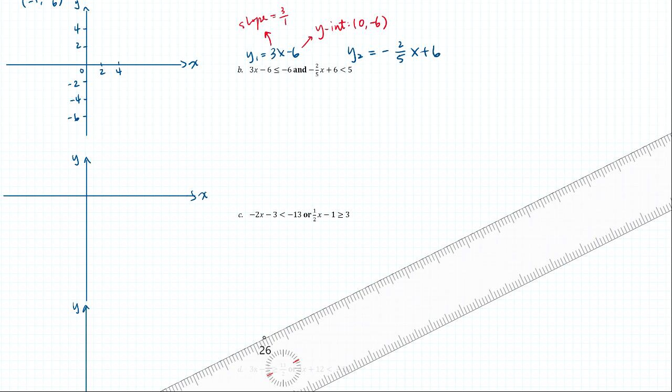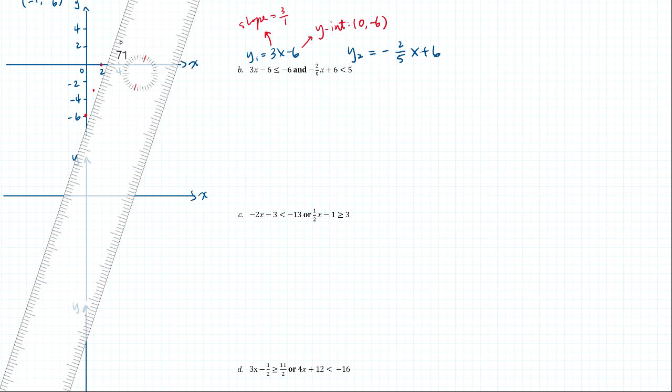So in this case, the 0, -6 is our starting point. So 0, -6 right here. And in this case, our slope is 3/1, so that means every time I go up 3, I should go over 1. And we can consistently do this until we have enough points. And I'm going to go ahead and connect them.